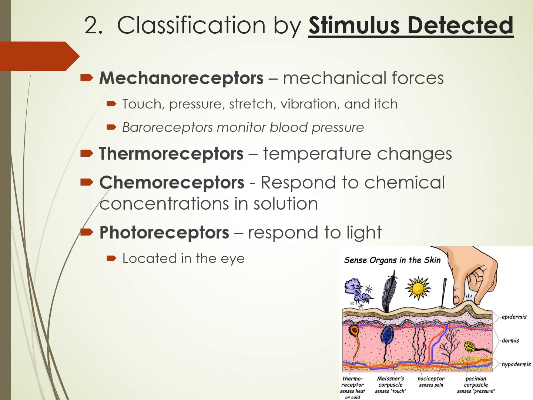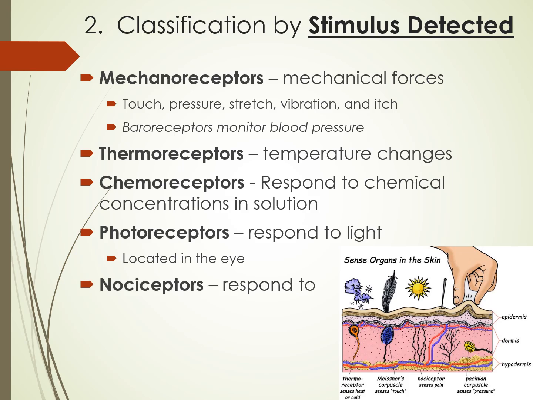And then photoreceptors are very specific, and they're only located in the eye. These respond to light, right? Photoreceptors pick up on the light in the back of the eye, and that's what helps us to see. We'll talk about the different types of photoreceptors when we talk about the special senses and the eye.